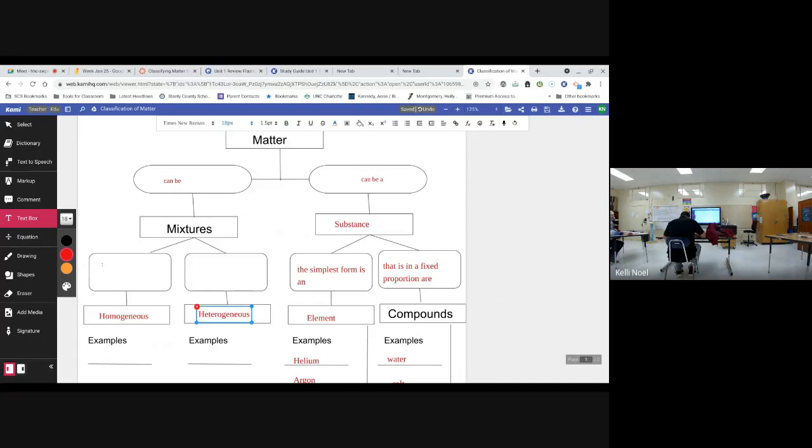And then I need connecting words. All right, so mixtures, and I'm going to say that are evenly distributed, are homogeneous. And I pulled that from the PowerPoint. And mixtures that are not evenly distributed are heterogeneous.